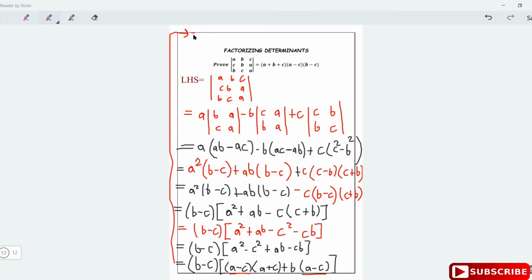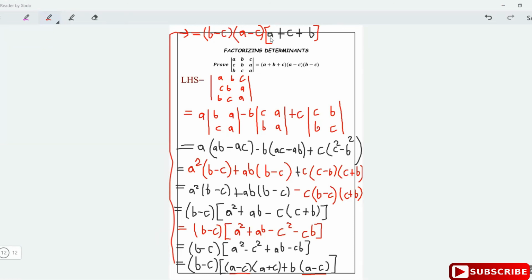So now this is going to be equal to, still we have our b minus c, but then we're gonna factorize out a minus c. We factor out a minus c, and what we're left with in this bracket is a plus c plus b. That's what we're left back with in that bracket. Nice. But that is your answer.